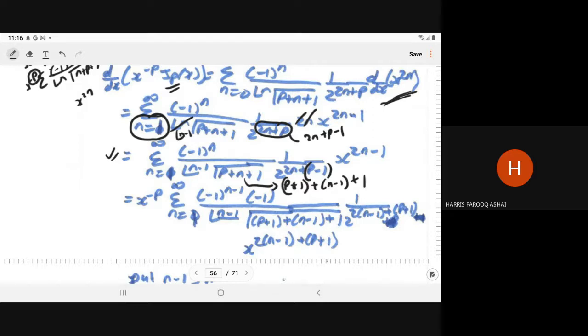In the numerator and the denominator, you multiply with x to power minus p and x to power plus p. So this can be written as x to power 2n minus 1 plus p plus 1. Ultimately this will become x to power 2n minus 2 minus p plus 1. So this will become x to power 2n minus p minus 1. So the same thing you will get.